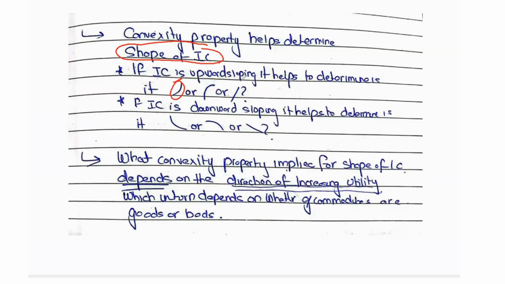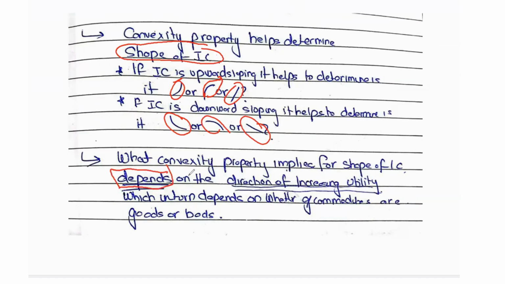This is what convexity allows us to determine once you know, based upon whether the commodities are goods or bads, that your IC is upward sloping. Will you draw it upward sloping like this, or like this? Similarly, if you knew that the IC is downward sloping, you still need to determine what the shape of the IC is going to be, which is what convexity will help you with. Will you draw it downward sloping like this, or like this? Once you know whether your IC is upward or downward sloping, what is the precise shape? What convexity implies for the shape of the IC, it depends. This is the key word here.